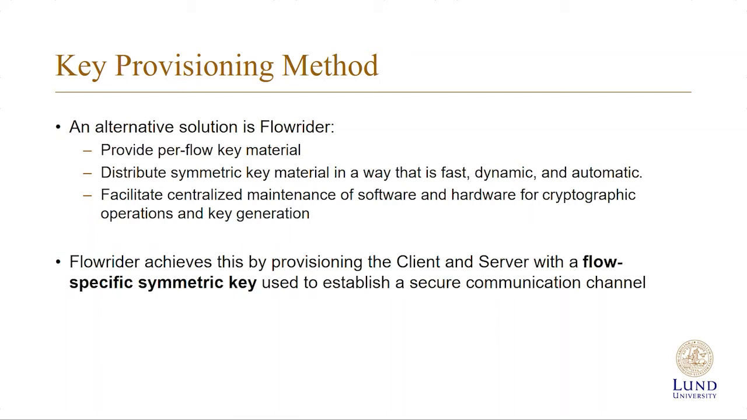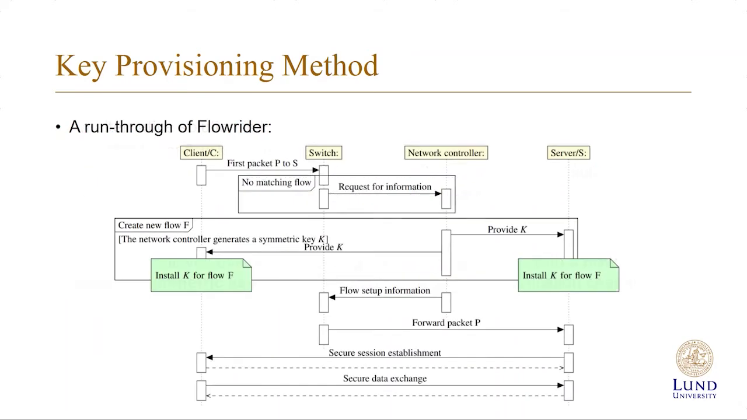Key provisioning is done at flow installation time whenever the client initiates a new communication with the server. Each time the client initiates a session with the server and triggers the establishment of a new network flow, the controller generates a new symmetric pre-shared key associated with that flow and provisions it to both endpoints. Here I would like to explain a run-through of Flowrider.